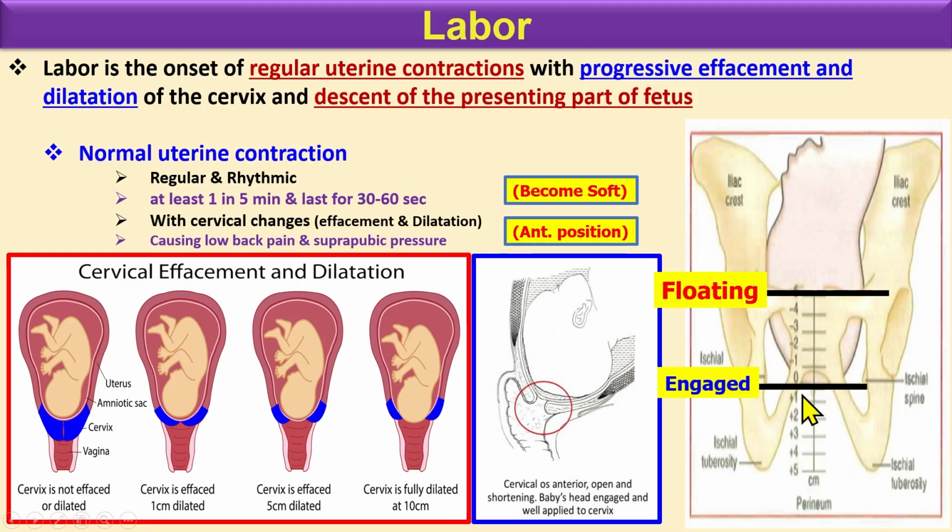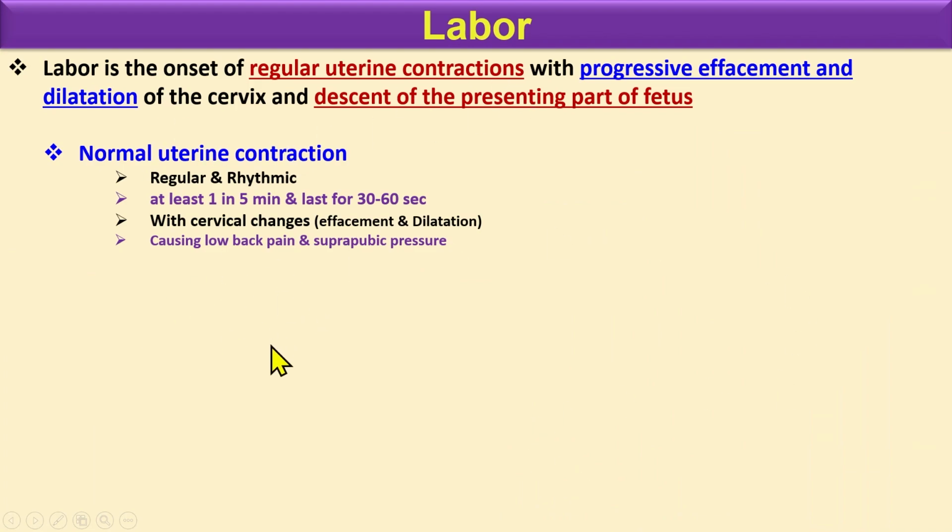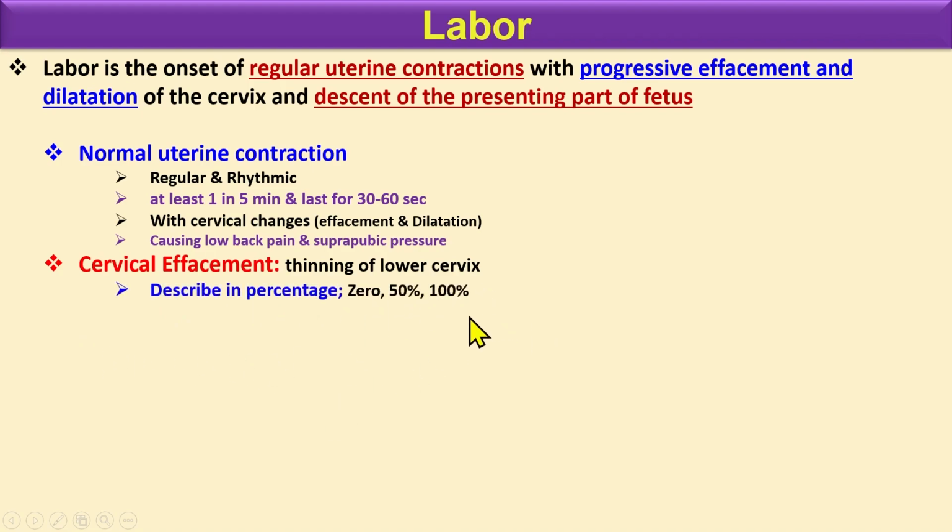Here is engaged. And when it reaches +5, it's known as crowning, where it looks like a head with a crown. So that is crowning. These are the definition points. So the normal uterine contraction component in the cervical effacement is thinning of the lower cervix: 0, 50%, and 100%.